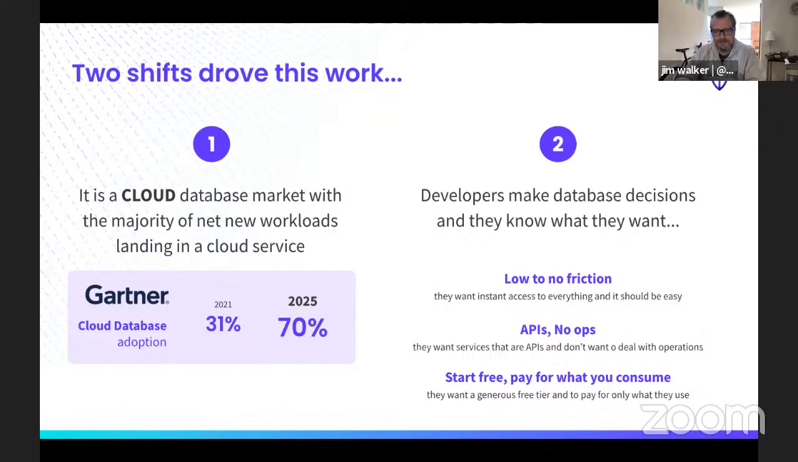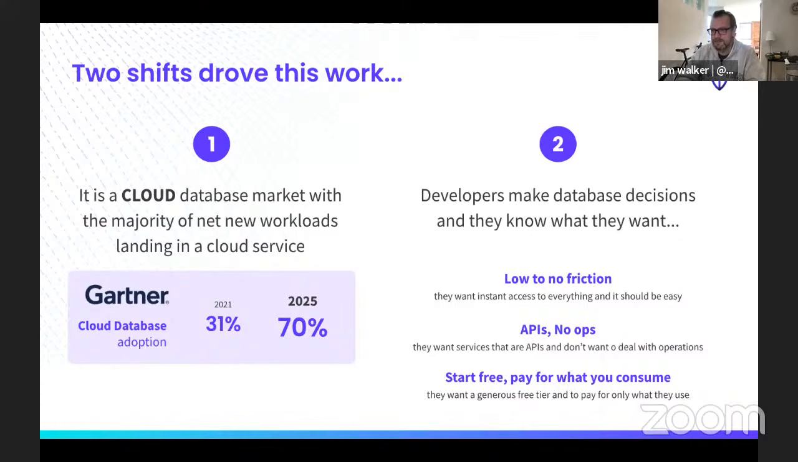But on the other side, and this is obvious to many, not to all, developers make decisions, and especially around the database. When you start coding, you go choose a database, you spin it up, and you start using it. And really, developers have a very discerning palate. They know what they want. They want it to have low to no friction. No friction is better. It should be instant. It should be easy.